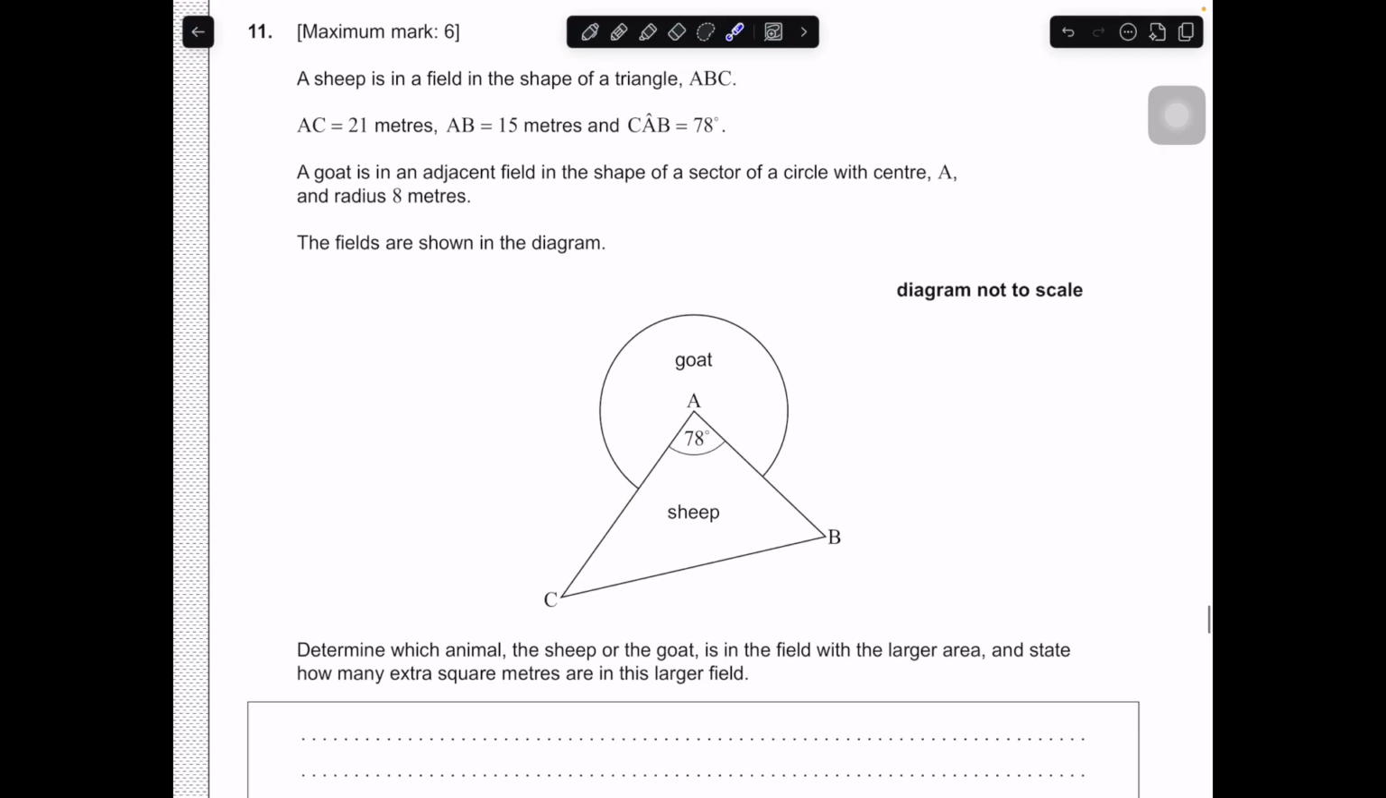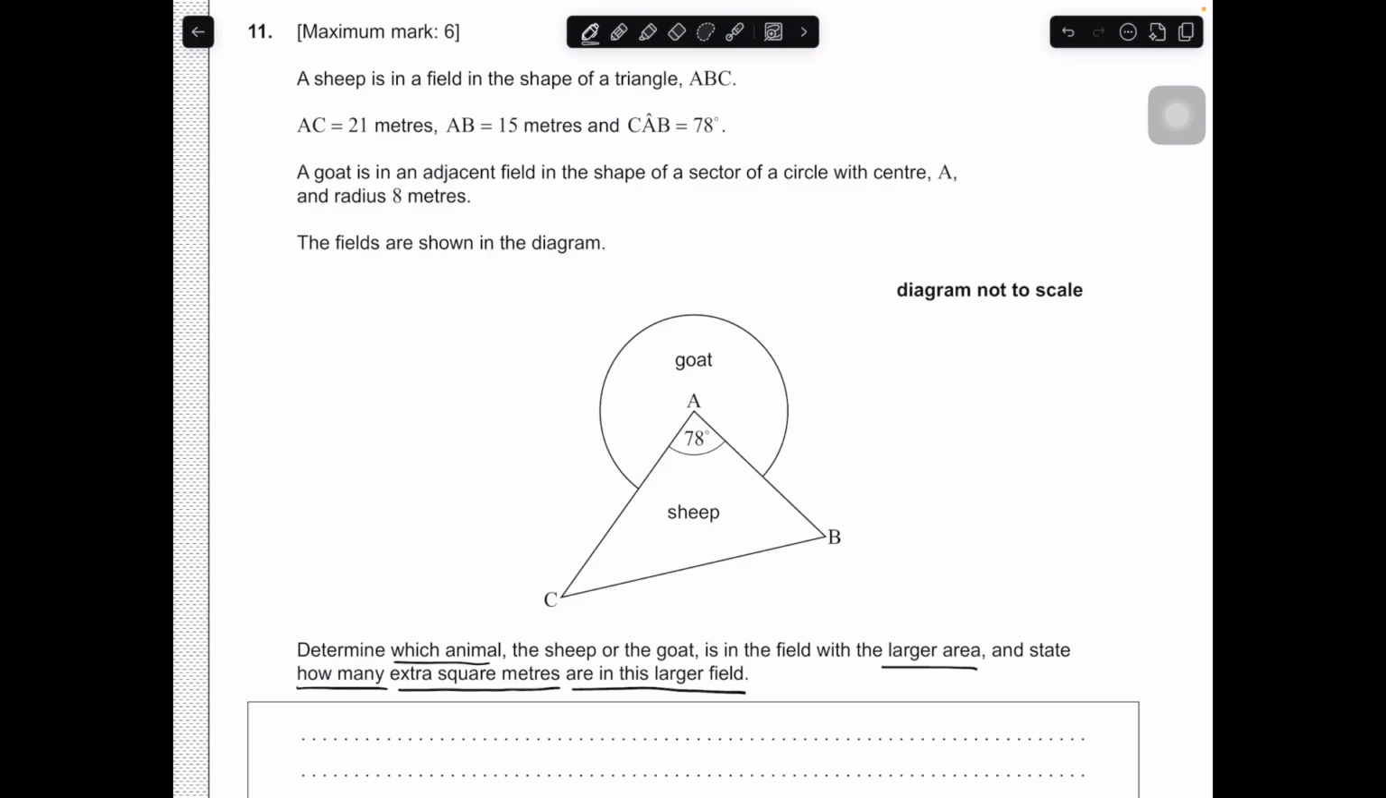Determine which animal, the sheep or the goat, is in the field with a larger area, and state how many extra square meters are in this larger field. So first things, there's 2 parts. First, which animal is in the field with the larger area, so we're going to need to calculate the areas of both. And then lastly, how many extra square meters are in this larger field. So that seems like a fairly straightforward calculation, so let's not forget about that part as well.